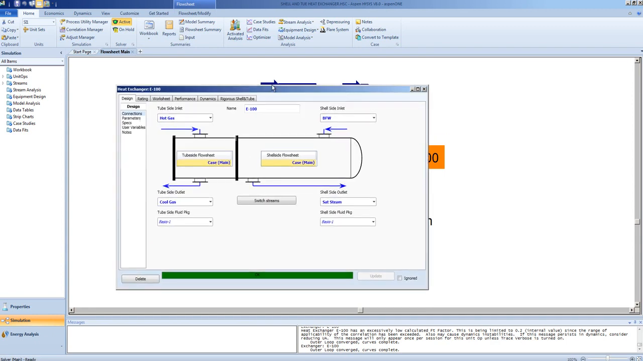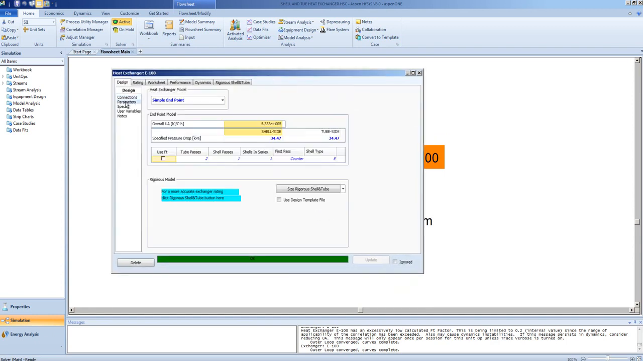Now the exchanger is running what we call a simple endpoint model, and this model is based on an energy balance around the exchanger to determine the temperatures. It does not take into account the geometry of the exchanger. We will now reactivate the FT correction factor, which tells us that there is an exchanger that is possible that can do the service. To find this exchanger, we will use the auto size, rigorous shell and tube.